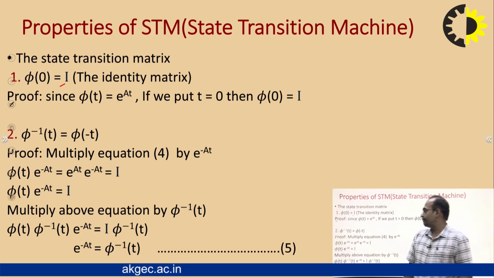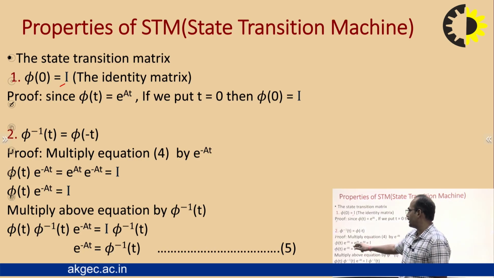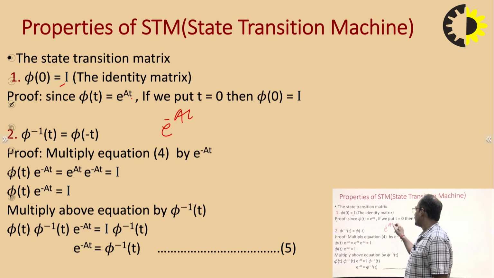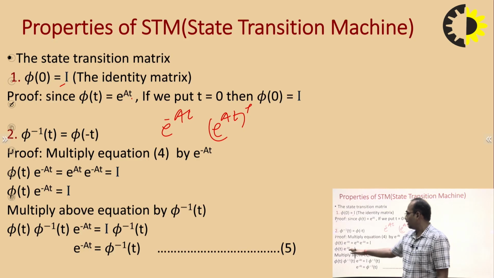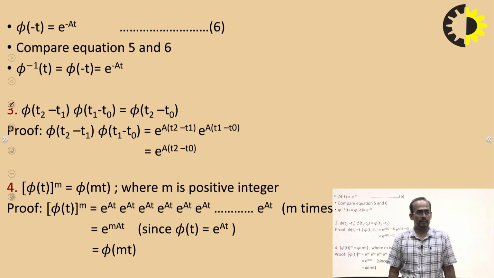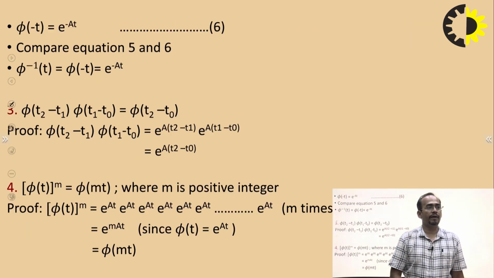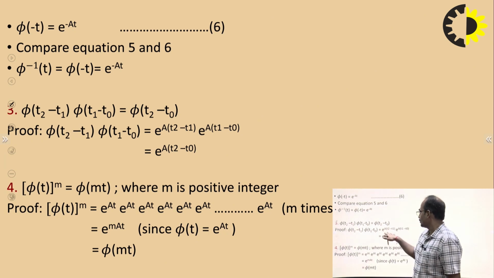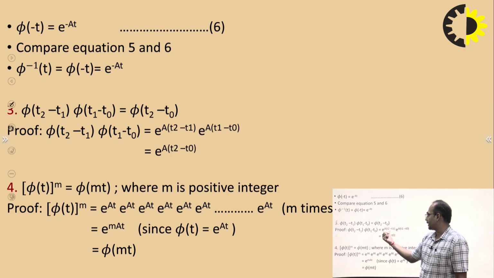Phi inverse(t) is equal to phi(minus t). You can put here phi inverse(t) as e to the power minus At, and it is also (e to the power At) inverse. So phi inverse(t) will be equal to phi(minus t). Similarly, property 3: phi(t2 minus t1) into phi(t1 minus t0) is equal to phi(t2 minus t0). So you can put here e to the power A(t2 minus t1) into e to the power A(t1 minus t0).